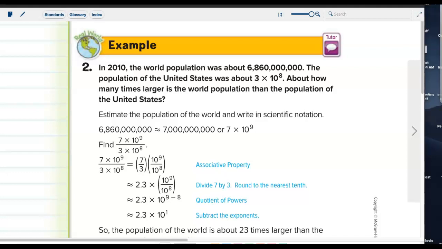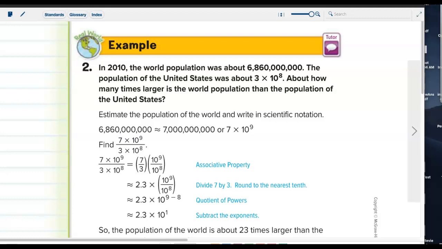In 2010, the world population was about 6,860,000,000. The population of the United States was about 3 times 10 to the 8. About how many times larger is the world population than the population of the United States?